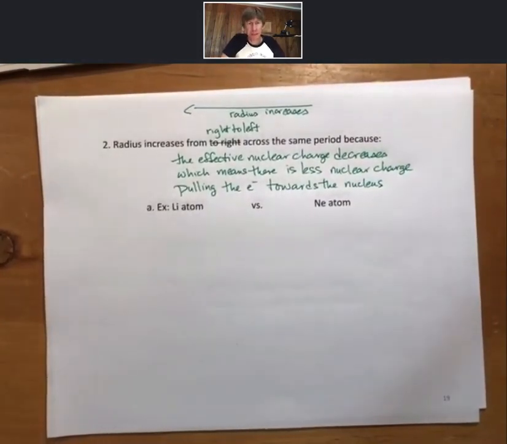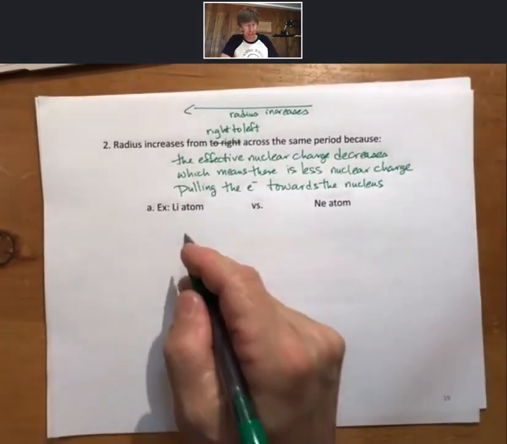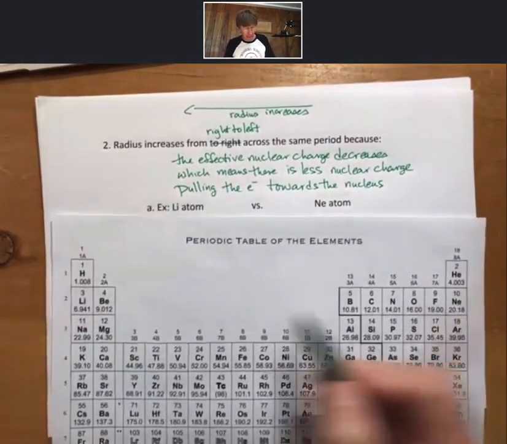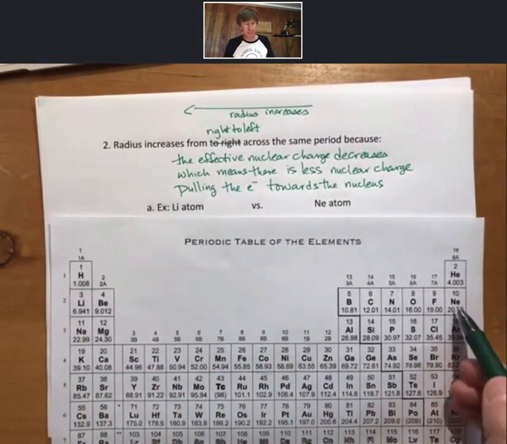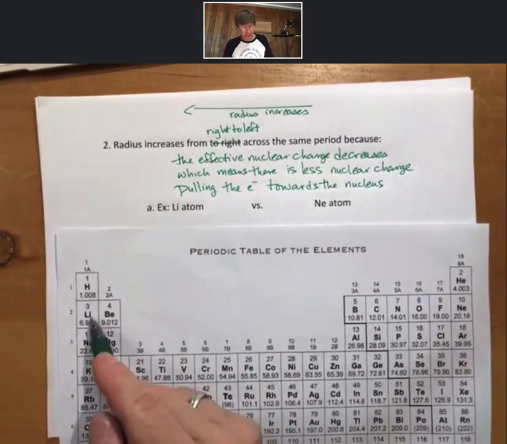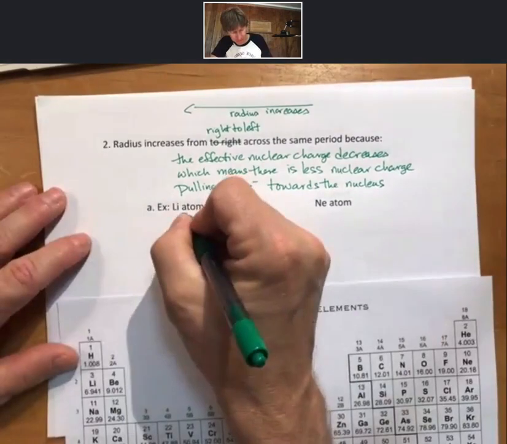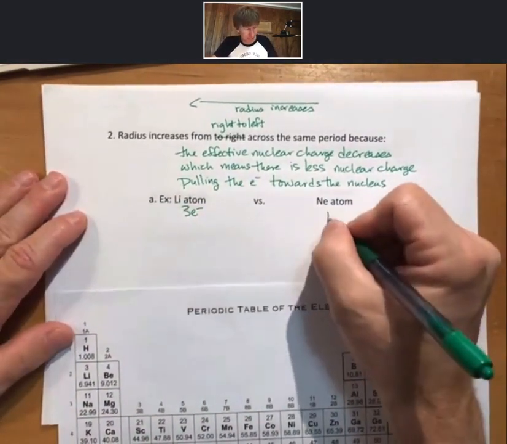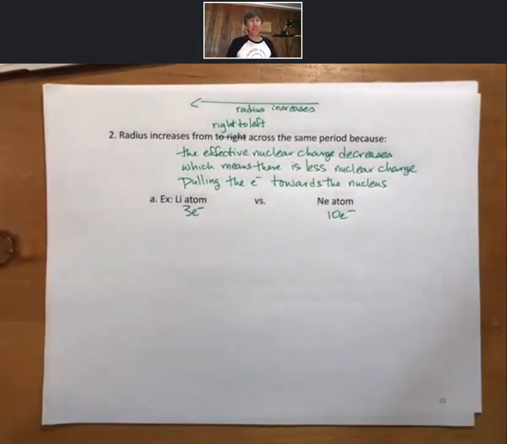Okay, so what that means, we'll do an example of lithium versus neon. Neon and lithium are in the same period, or the same row of the periodic table. We think about lithium with 3 electrons and neon with 10 electrons. And it's tempting to say the neon should be bigger. It is smaller in this case; lithium is bigger.